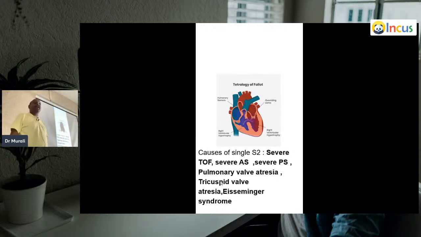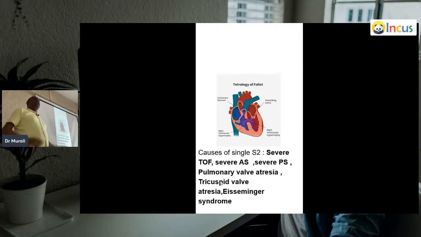Why, doctor? Because ASD is connecting the left atrium to the right atrium, VSD is connecting the left ventricle to the right ventricle, and PDA is connecting the aorta and the pulmonary artery. Always the left-sided pressures are higher than the right-sided pressures. And because of that, what happened? Left to right shunt occurs.